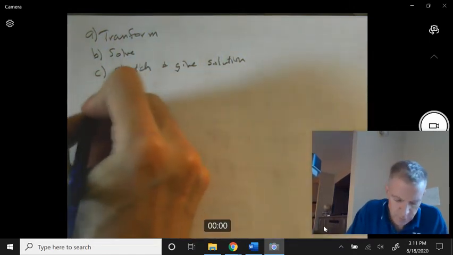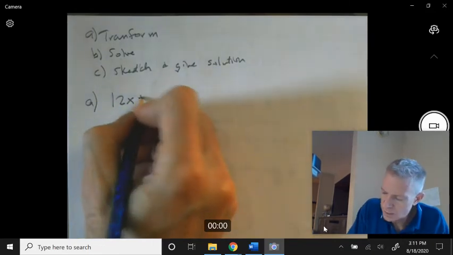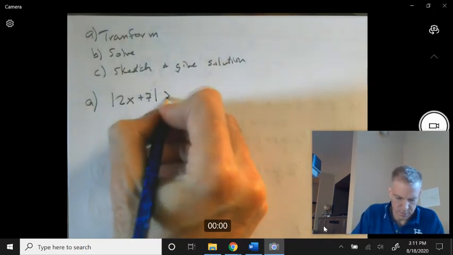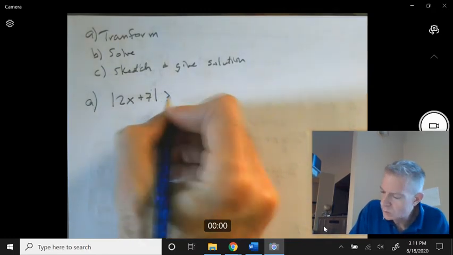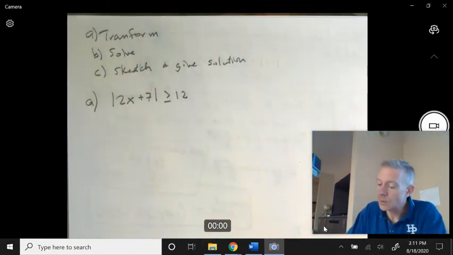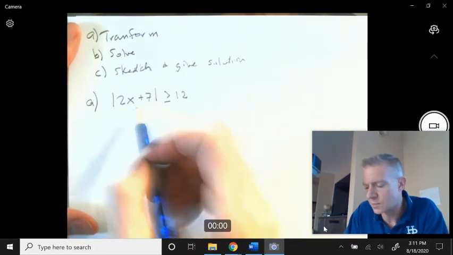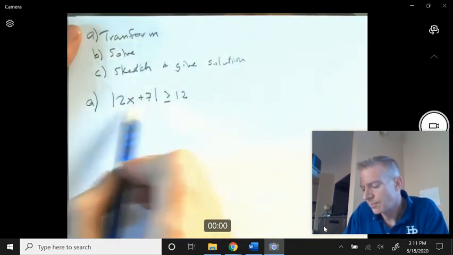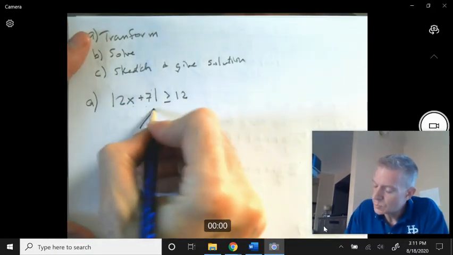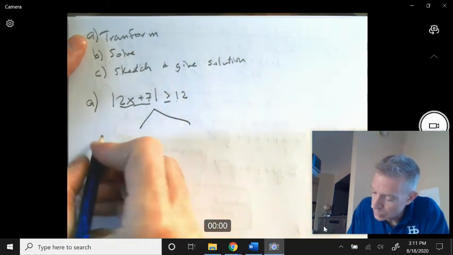So for the first one, we've got the absolute value of 2x plus 7 is greater than or equal to 12. Okay. So first thing we do, this one's a little harder to look at. So okay, the distance from the origin, because this thing's been shifted and expanded. So easiest way is to just split it up into the two. We say what's in here is either already greater than or equal to 12.